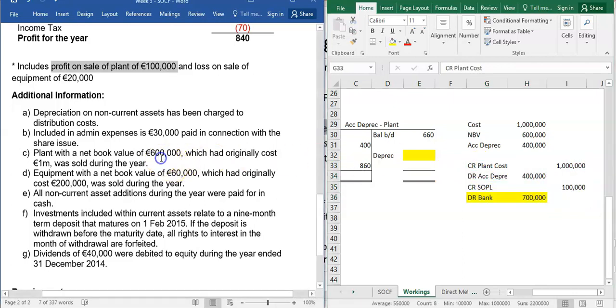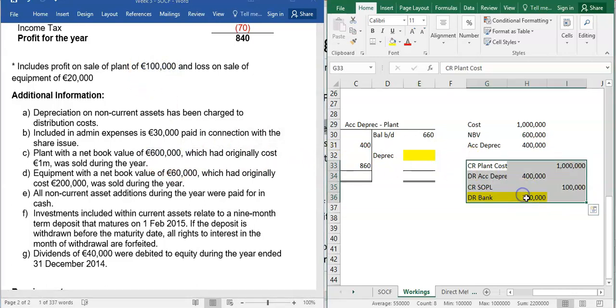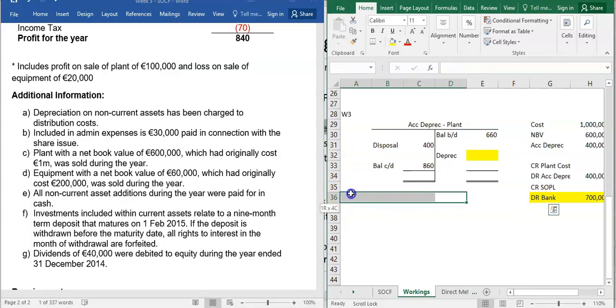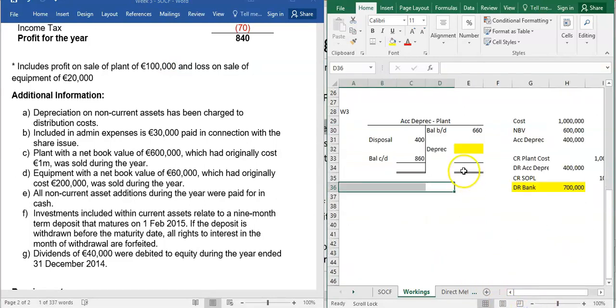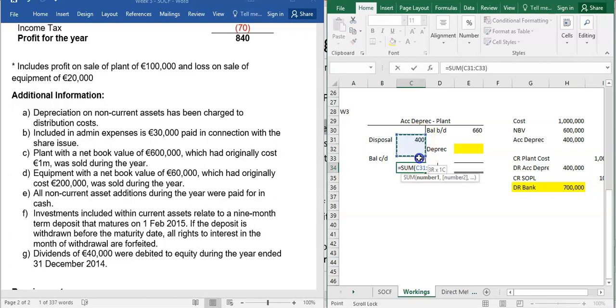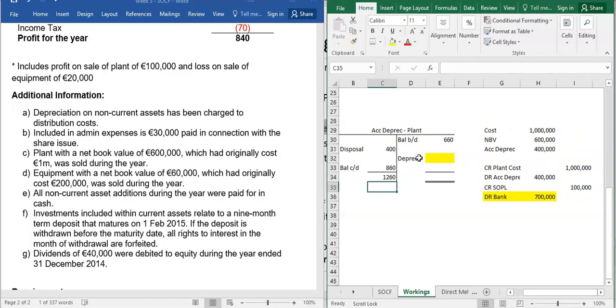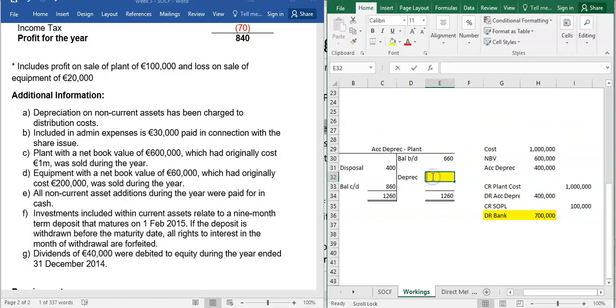So we know if the net book value was 600, we made a profit of 100, we must have sold it for 700. That's going to be the proceeds. And now we have enough information here to actually determine what the depreciation for the year was. The debit side was 1260. So to balance it up to get the credit side to be 1260 as well, you must have charged depreciation on plant of 600. That's your plug figure.